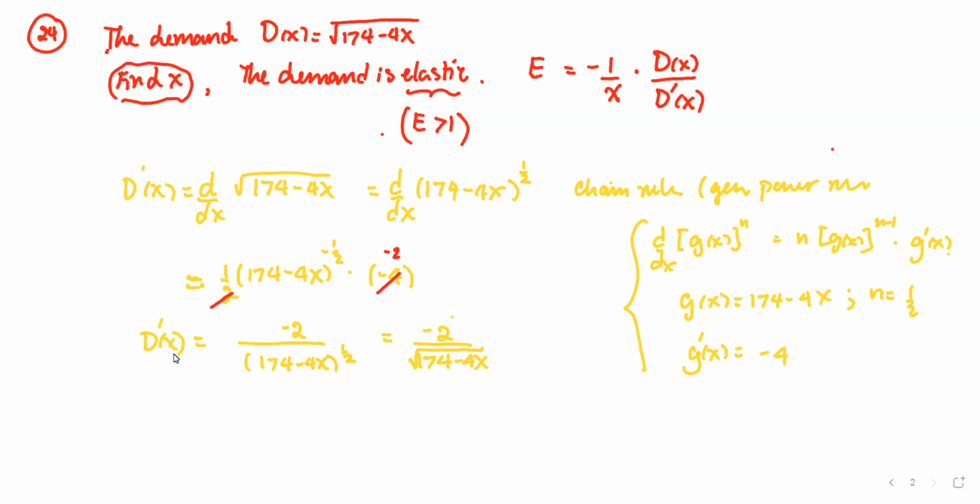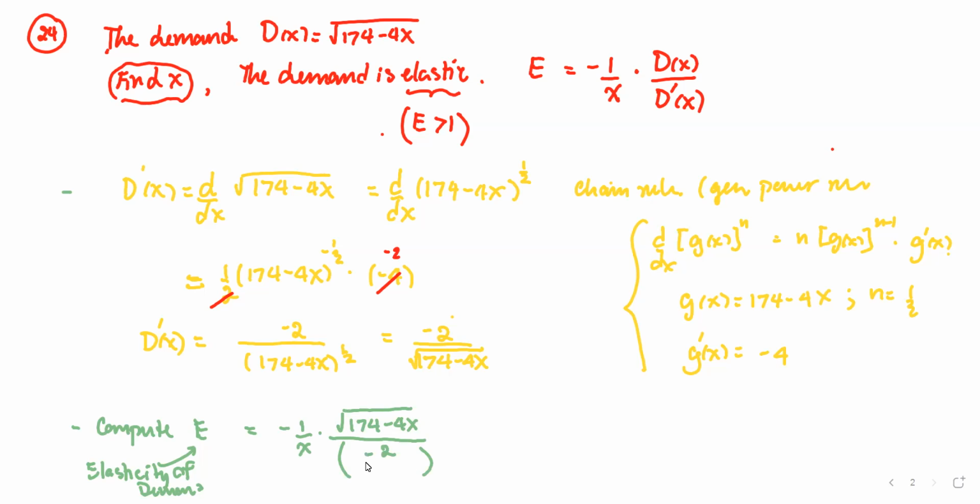We have all the pieces we need to compute E. So this is the first step. The next step is to compute E, which is called the elasticity of the demand. E is -1 over x times d of x, which is the square root of 174 minus 4x, all divided by the d prime, which is -2 over the square root of 174 minus 4x.